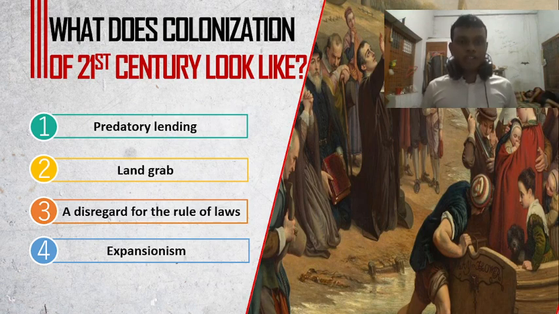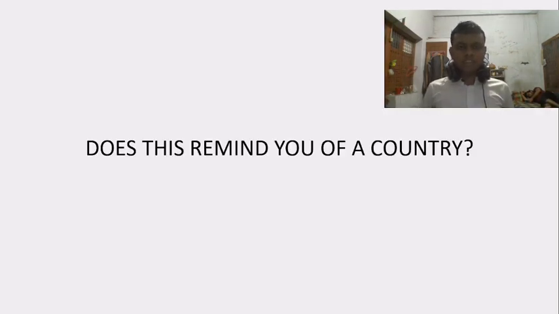What does colonization of the 21st century look like? Let me give you some telltale signs. Predatory lending, land grab, a disregard for the rule of law, and expansionism. Does this remind you of a country?